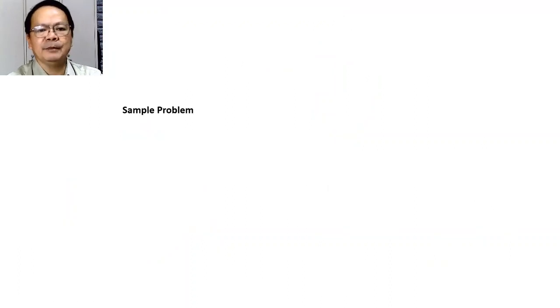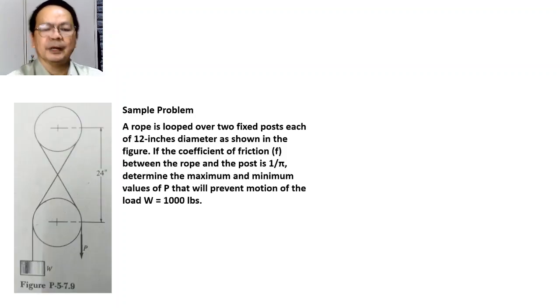This sample problem is taken from the book of Singer, and the problem goes like this. A rope is looped over two fixed posts, each 12 inches in diameter. If the coefficient of friction F between the rope and the post is equal to 1 over pi, determine the maximum and minimum values of P that will prevent motion of the loads W, which is equal to 1,000 pounds.